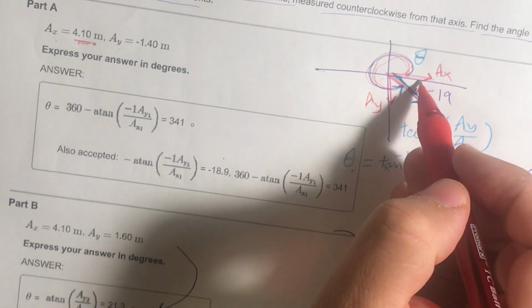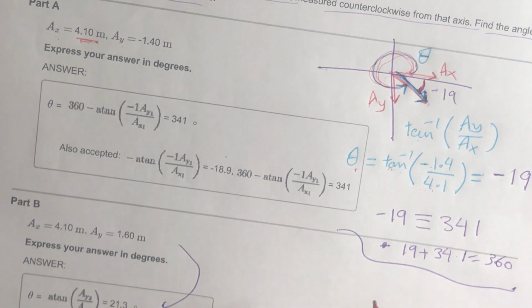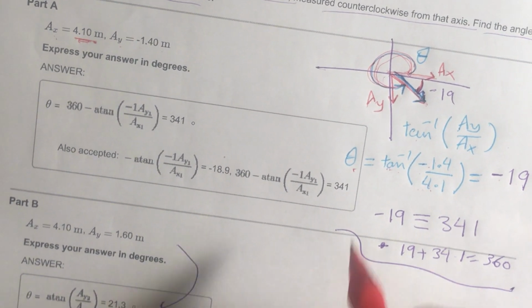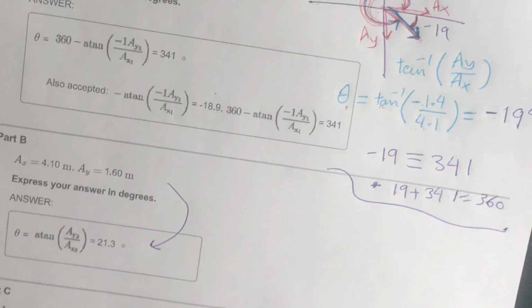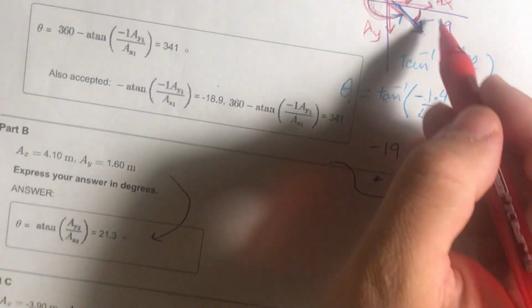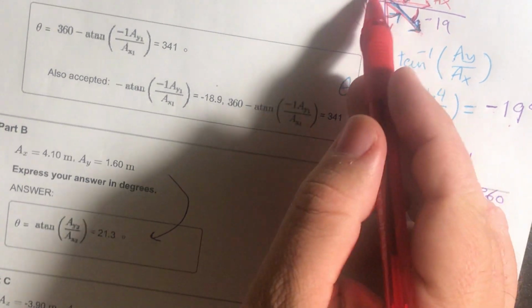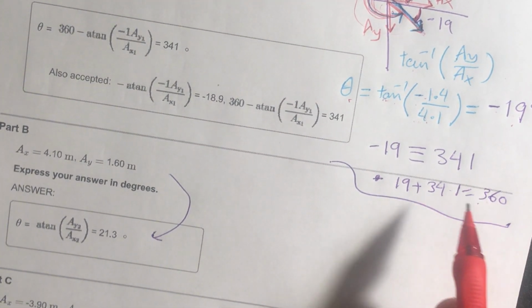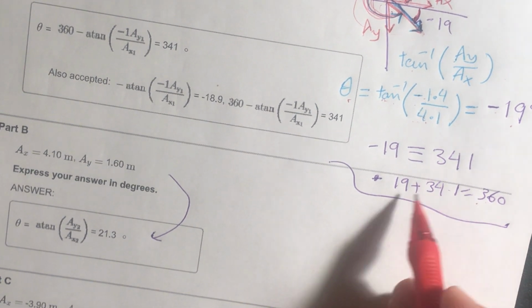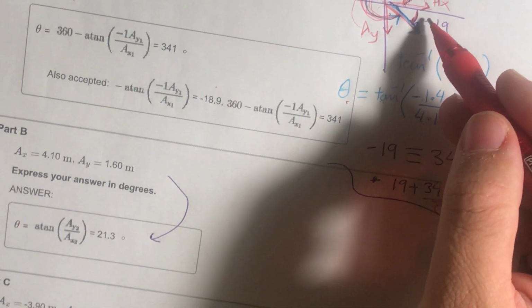Negative means below the x-axis, but we compute this large angle. Okay, we have negative. The total angle is 360. How much is this angle then? It will be 360 minus 19. It will be 341 degrees. This total angle is the same as negative 19.